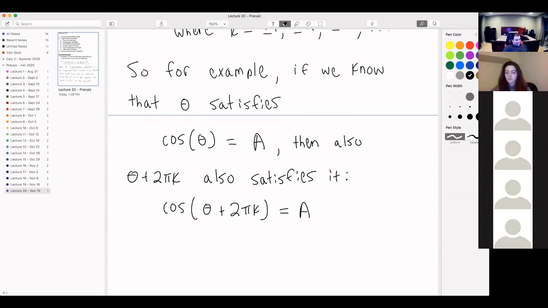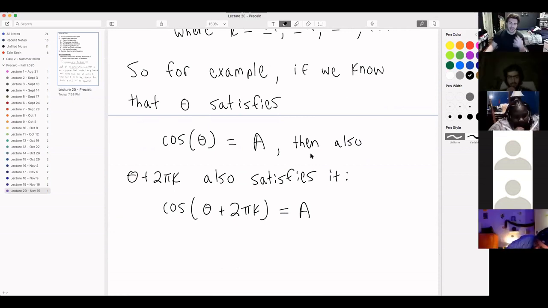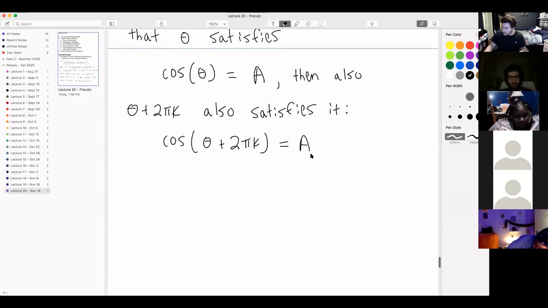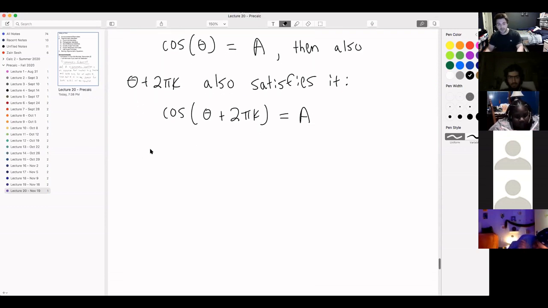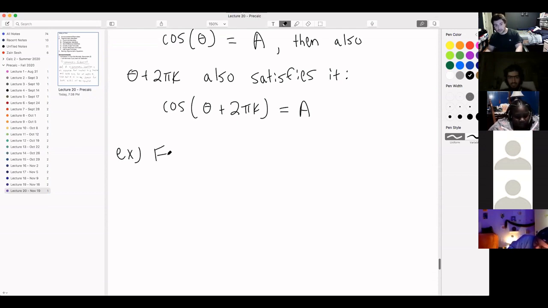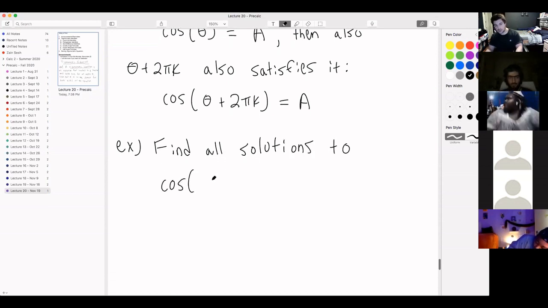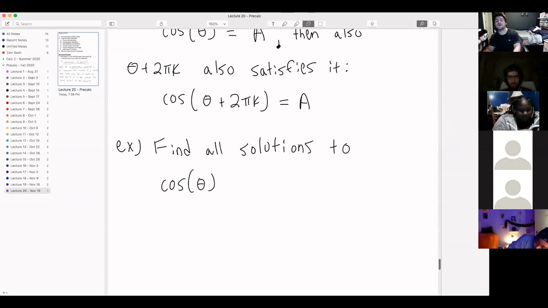So any questions? This is kind of a fundamental concept here. Alrighty, I guess everyone's good then. So here's an example. Find all solutions to cosine of theta is equal to 1/2.